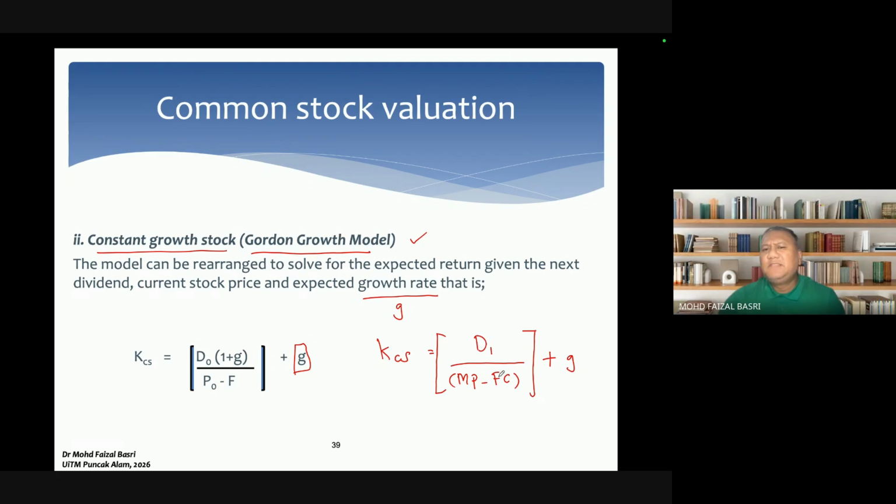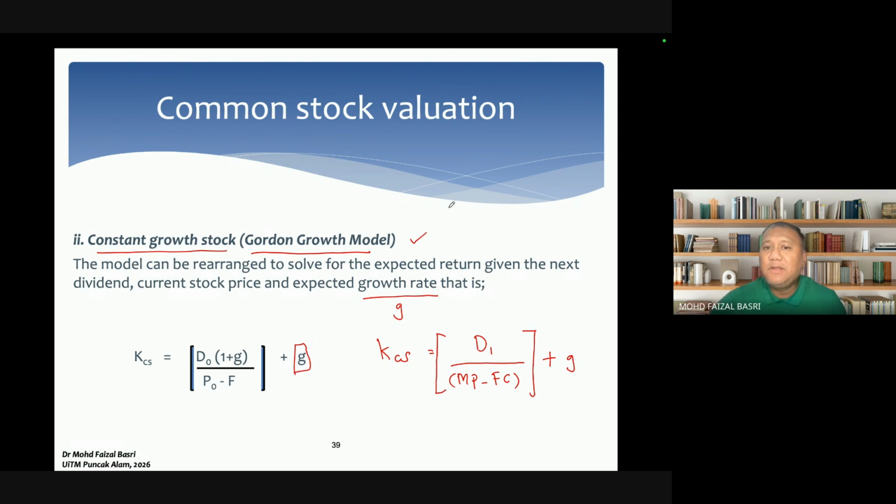So what's the difference with this one dengan yang ni? Sebenarnya yang ni pun bukanlah salah, boleh je pakai yang ni. Cuma I want to give you more flexibility in terms of answering any questions, sebab bila I tulis macam ni mungkin lebih mudah untuk understand lah. So the concept of cost of common stocks, the formula is based on D1.